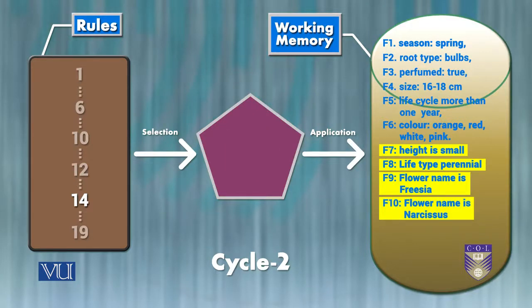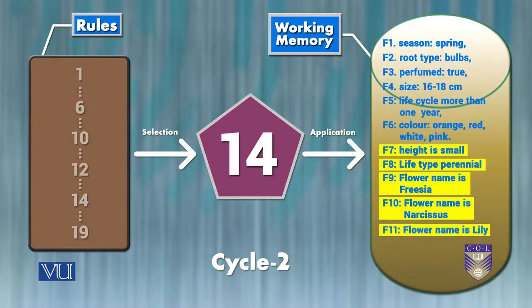Match again. 1, 6, 10, 12, and 14 are applicable. Conflict resolution. Select a rule. We can only select rule 14 since all others have already been fired, executed. So we select rule 14. And rule application, meaning apply this rule. It asserts a fact, F11 I call it. Flower name is Lily, added to the working memory.